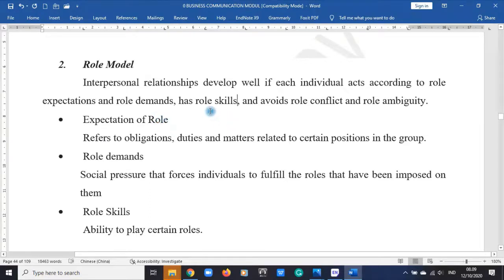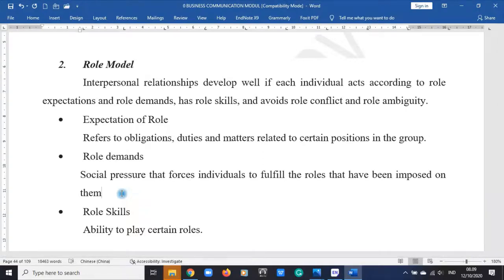First is expectation of role, or role expectation. It refers to obligations, duties, and matters related to a certain position in the group. You expect your teacher to be clever, right? You expect the teacher to be able to master a topic. That's expectation. And second is role demands, social pressure that forces individuals to fulfill the roles that have been imposed on them. We know a teacher should be smart, right?